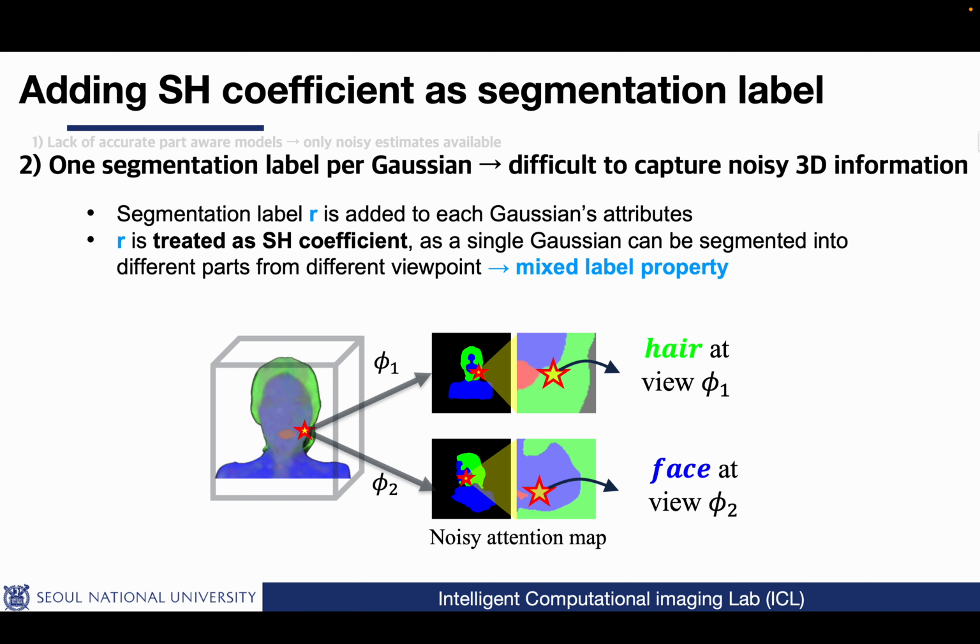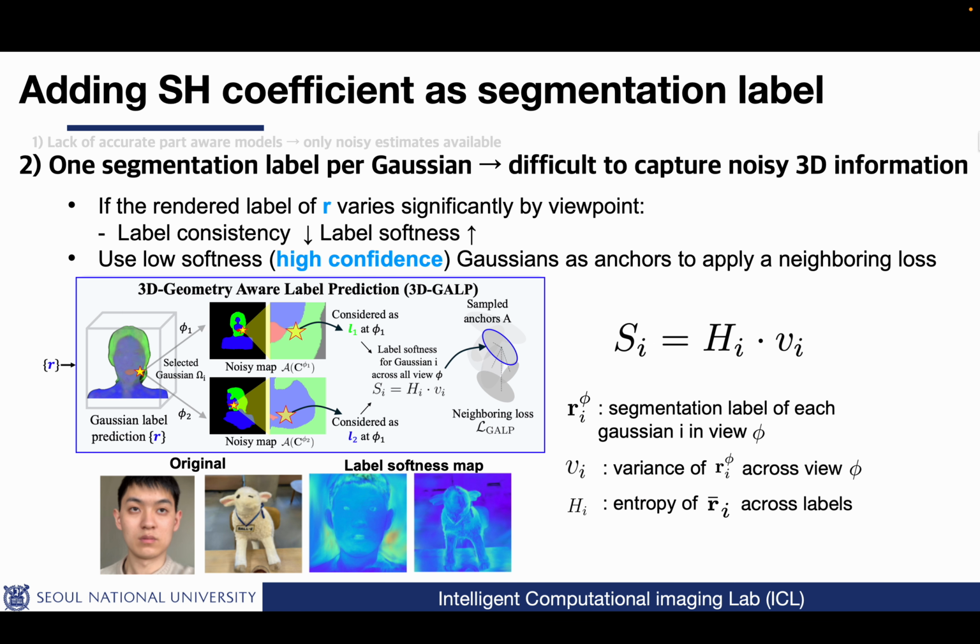Inspired by this, we add the Gaussian segmentation label as an SH coefficient. This means we can assign different labels to the same Gaussian depending on the view. In this picture, we can assign a totally different segmentation label, such as hair at view direction 1 and face at view direction 2, and we call this the mixed label property.